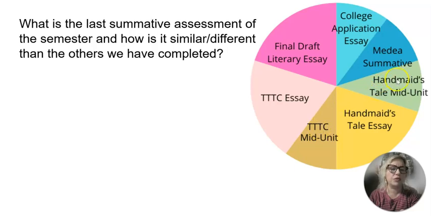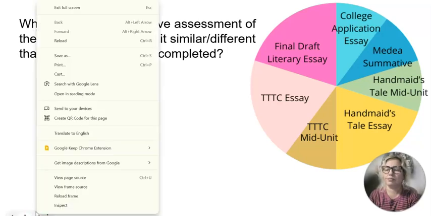And then we had two mid-unit summative assessments for The Handmaid's Tale and The Things They Carried, each worth 50 points. And then we had two essays, each worth 100 summative points. So this last essay is another 100 summative points. You can see it's worth a big chunk, and so you're going to want to put some time, energy, and effort into this final summative assessment.